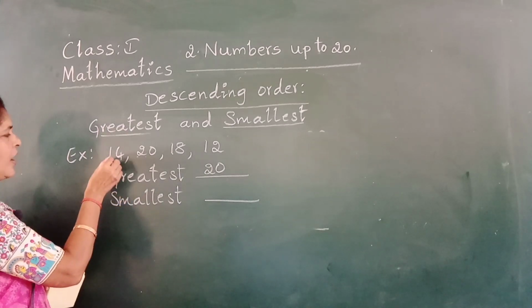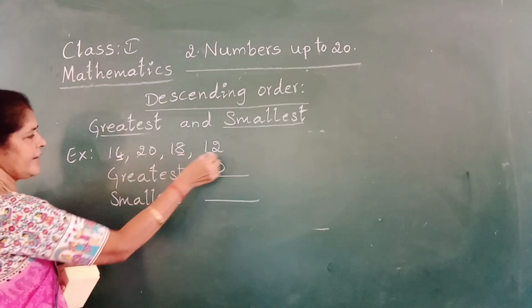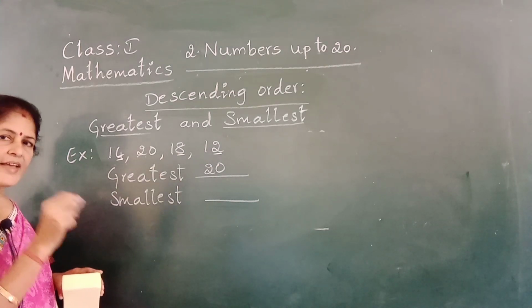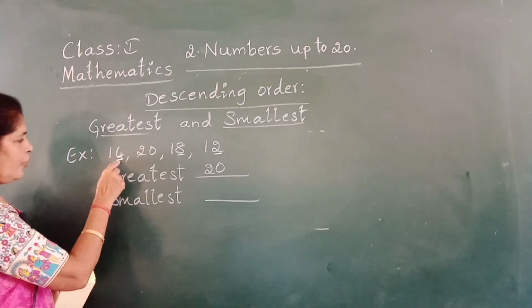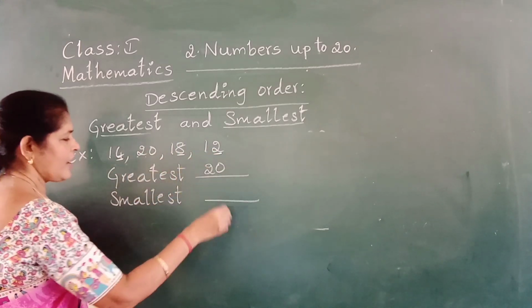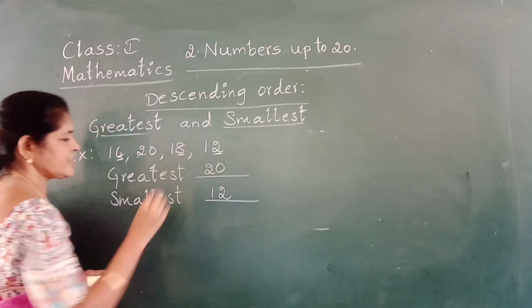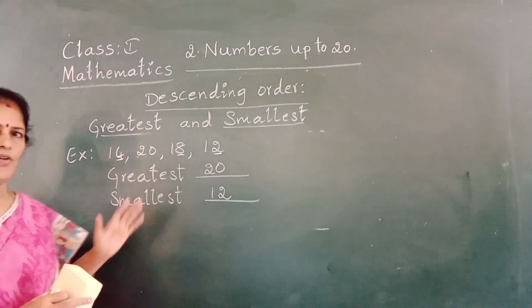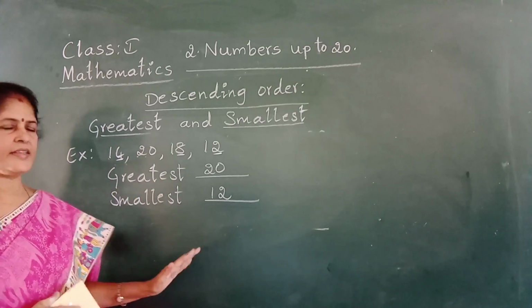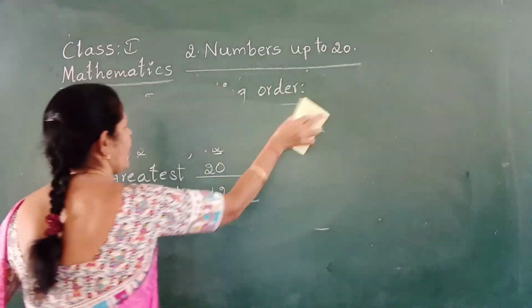Now find out the smallest. 4 ones, 8 ones, 2 ones. Which number having less ones? 4, 8, 2. Yes. Then 12 is the smallest in the given numbers. Okay, understood the concept? Greatest number, smallest number. Now, next one.